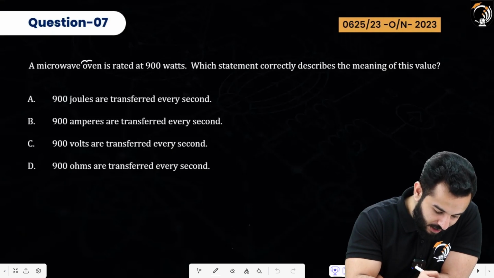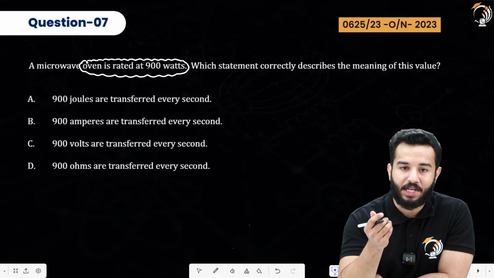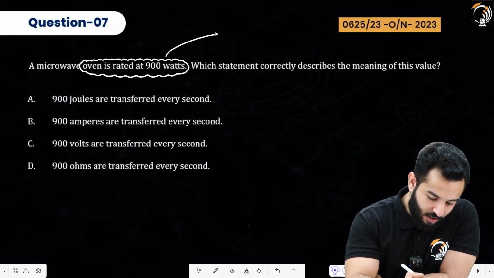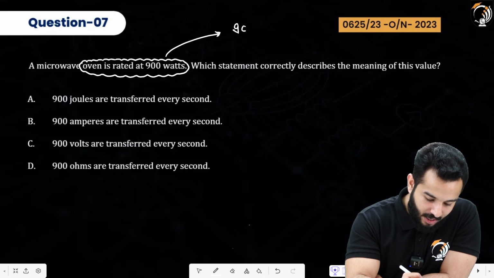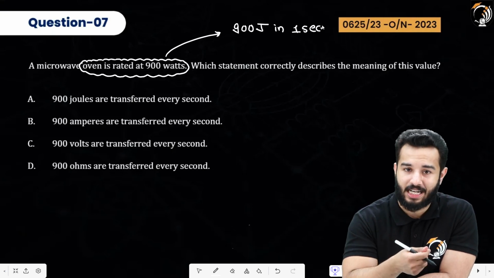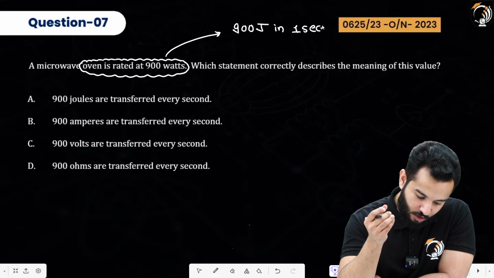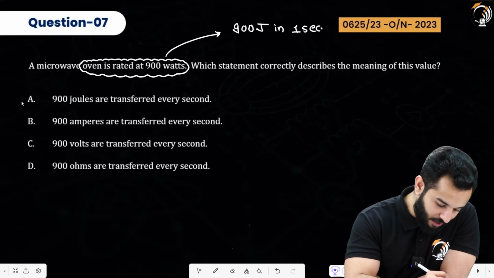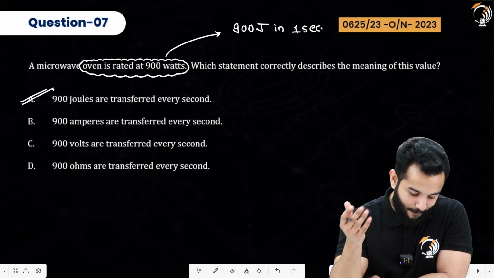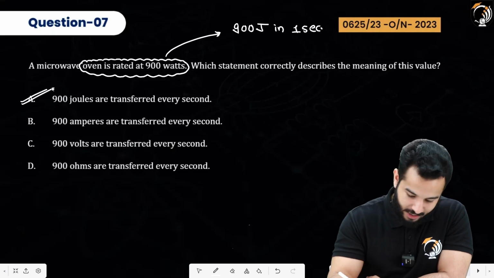When you see something written like rated at, this means that when this microwave was manufactured at a factory, it was manufactured in such a way that it will consume 500 joules of energy in 1 second if it gets the sufficient amount of voltage that it requires, right? So 500 joules are transferred in every second is going to be absolutely correct. 500 amperes, 500 volt, 500 ohms doesn't make any sense, right? A option is absolutely correct.